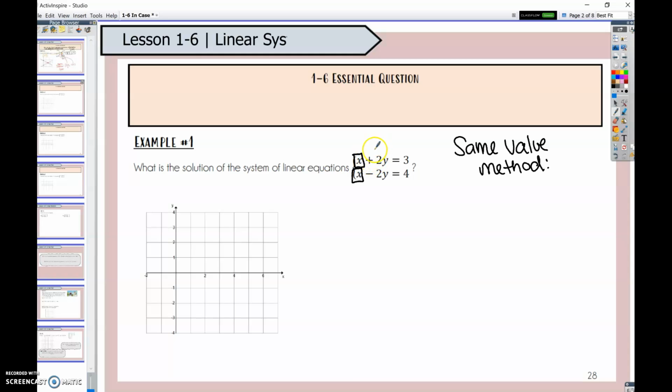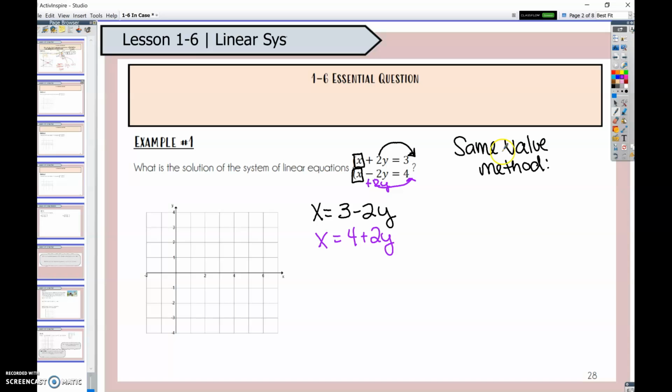I'm going to get this equation solved by itself. So I'm going to get this 2y to go over here. I want to get these x's all alone so they have the same value alone on both these equations. So my top one would become x equals 3 minus 2y. My bottom equation would become, if I added the 2y over, except a plus 2y, it would become x equals 4 plus 2y.